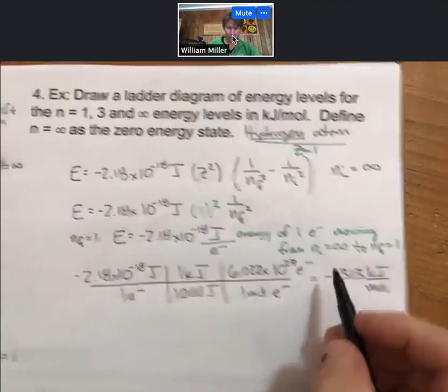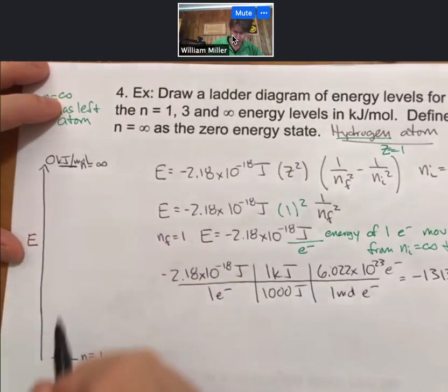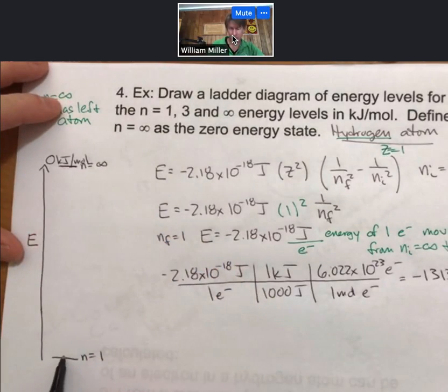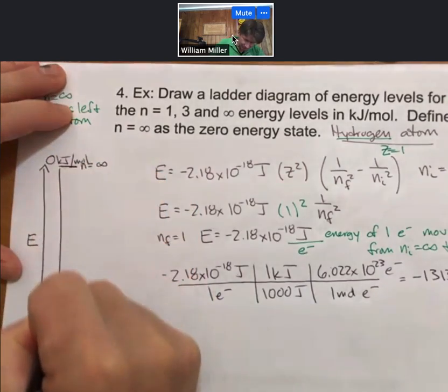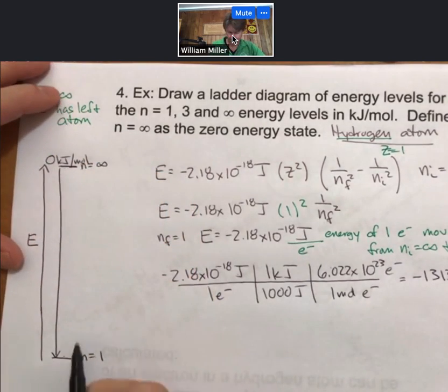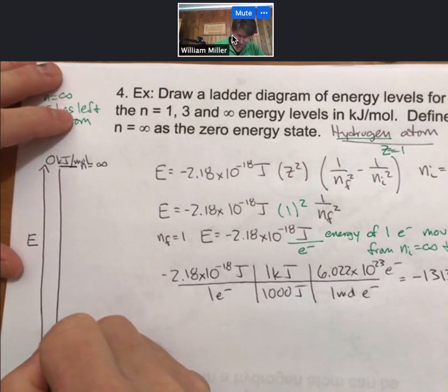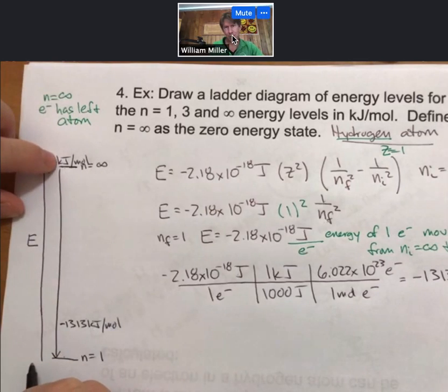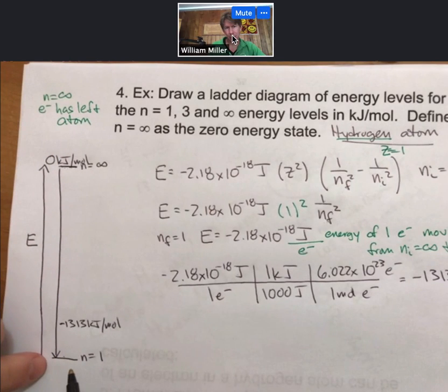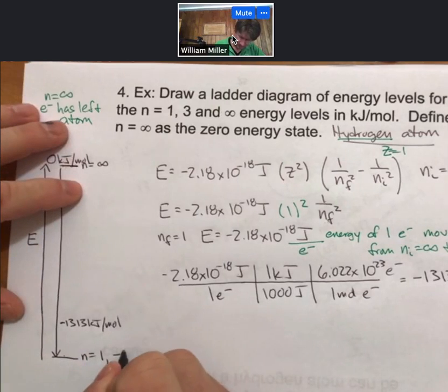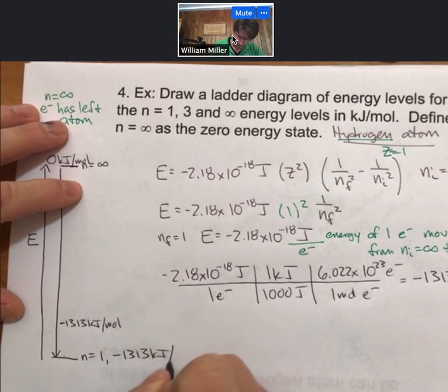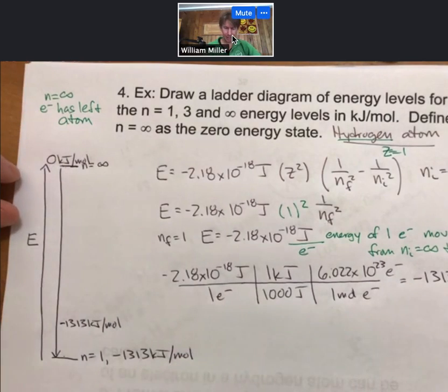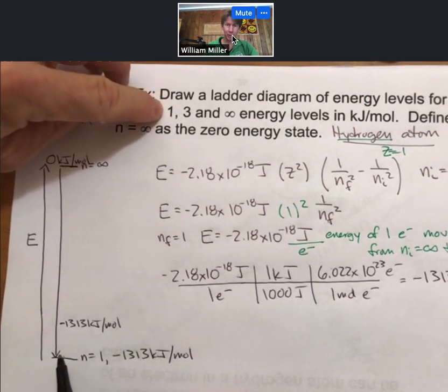And that is the energy in going from 0 here at n equals infinity, or 0 energy, down. So I'll draw an arrow going down. The energy difference is minus 1313 kilojoules per mole. And since this is 0, if you then go down minus 1313 kilojoules per mole, you get to negative 1313 kilojoules per mole. Okay. And we have done just n equals 1 so far.